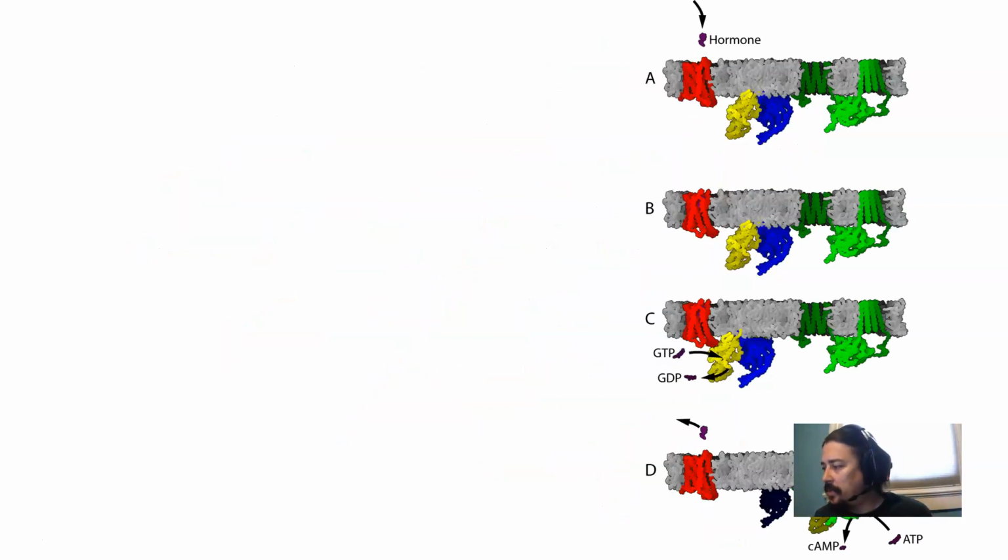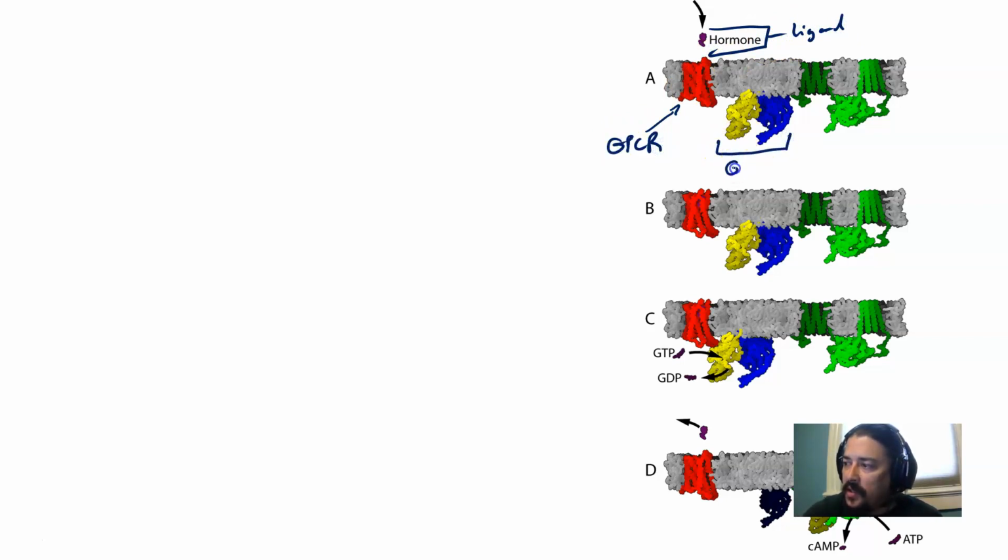I included this slide. I don't know how well you can see it because my webcam's covering up a little bit of it. But this image is what the protein in the membrane actually looks like. Like these are molecular images. So this is our hormone, which is acting as our ligand, right? This is the G protein coupled receptor, right? This is the G protein. And all of this is the adenylate or adenylyl, depending on who you ask, cyclase.